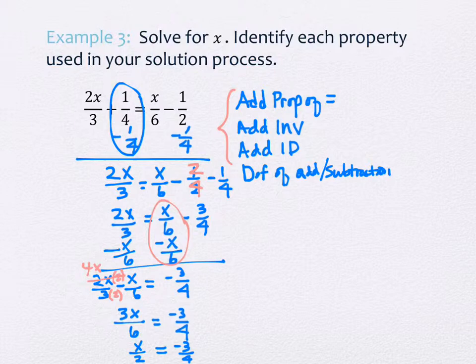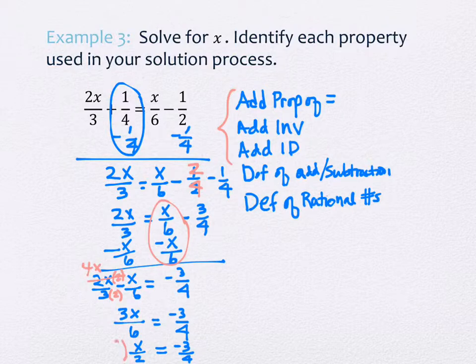Okay, so what we've done here is we've used the definition of rational numbers, like what we did on the very first day in section 6.1, actually, to simplify. That's what we've done. Now what? Divide or multiply? Multiply. Okay, good. So we're going to multiply both sides by 2 over 1. Why 2 over 1?